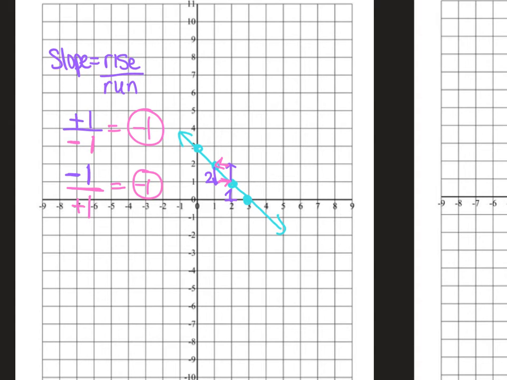So it doesn't matter if I go up and left or down and right. I'm going up 1, left 1, up 1, left 1, or down 1, right 1. If I have 1 positive and 1 negative, it's overall a negative slope, and this is a -1.